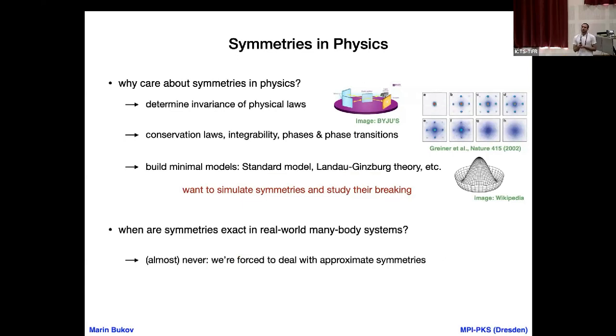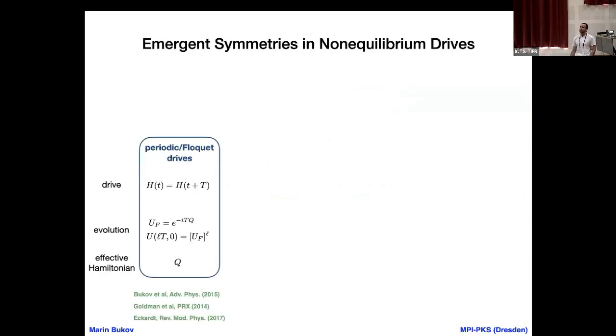Now, before we start, there's just one other question that you need to ask yourself. When are symmetries in real-world many-body systems exact? If you think about it, you'll be faced with the honest truth that it's basically almost never the case. So we're pretty much always forced to deal with some approximate symmetries. But even then, these approximate symmetries can prove very useful because they help us determine the hierarchy of different phenomena that our system would display.